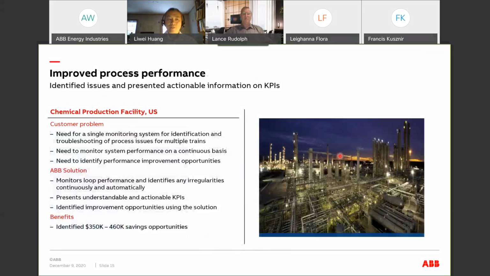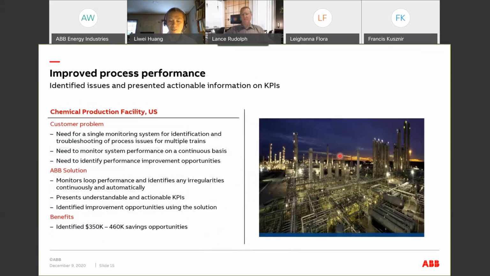The second example I'd like to mention is a chemical production facility. Again, the customer needed a single monitoring system for performance issue identification across multiple trains, continuous monitoring of the controller performance, and identify improvement opportunity to drive the operation to the optimal state.